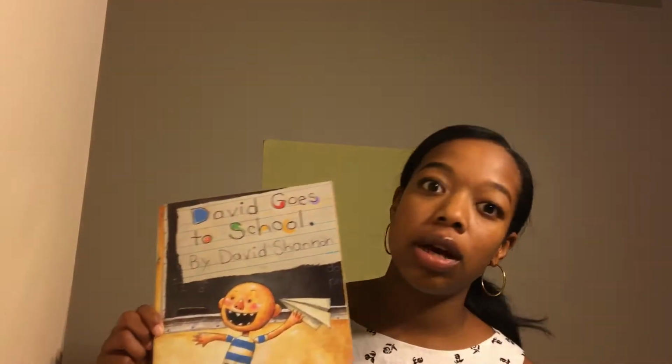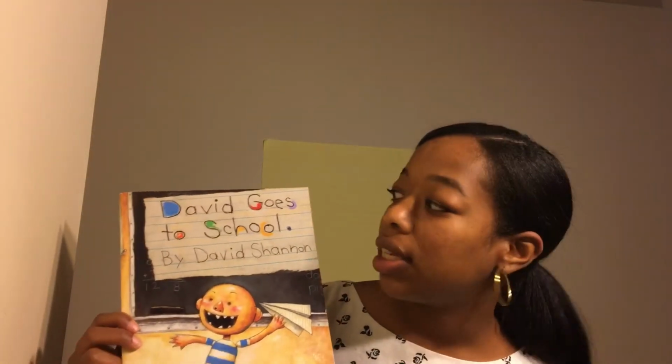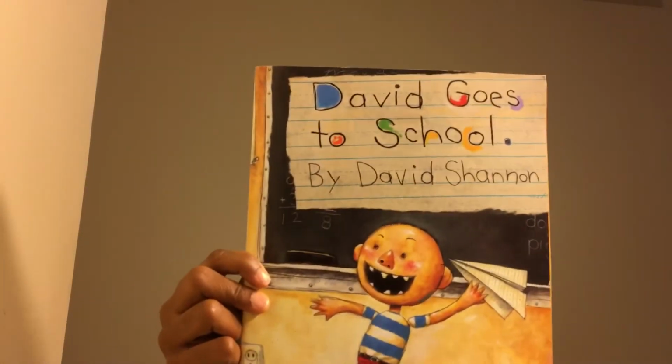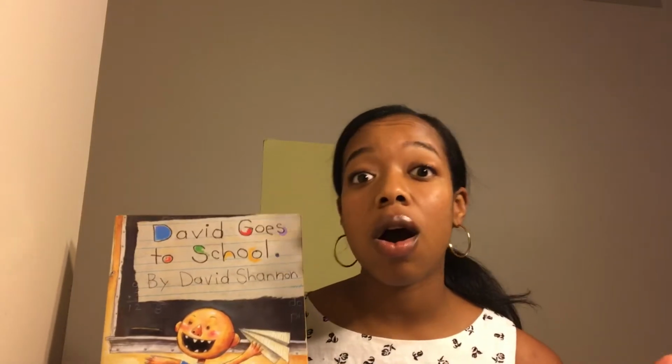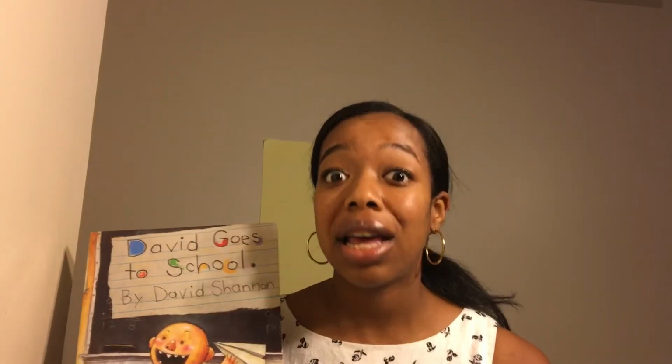Now, the book we're going to be talking about today is David Goes to School. This is what it looks like. I really like this book. I think it's funny, and I think you will like it. We're going to be reading this book all this week, but before we can do that, we have to know the different parts of a book.